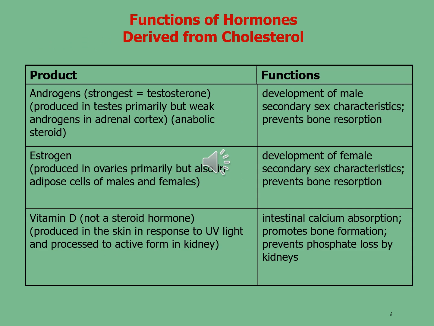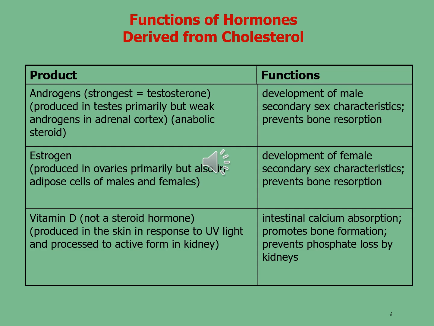Here in this slide we will discuss the functions of some important hormones which have been derived from cholesterol. First, the androgens. The strongest, that is testosterone, is produced in the testes primarily, but weak androgens in the adrenal cortex, that is anabolic steroid. It is used for the development of male secondary sex characteristics and prevents bone resorption. The second hormone is estrogen, which is produced in the ovaries primarily, but also in the adipose cells of male and females. It is used for the development of female secondary sex characteristics and also used to prevent bone resorption.